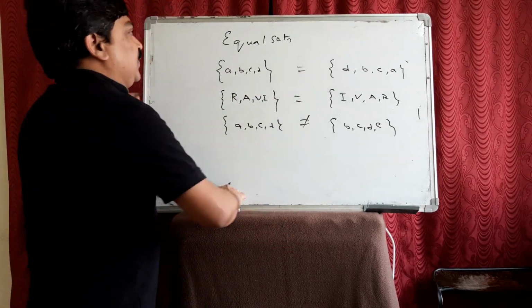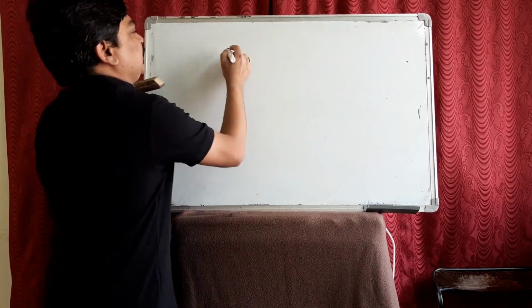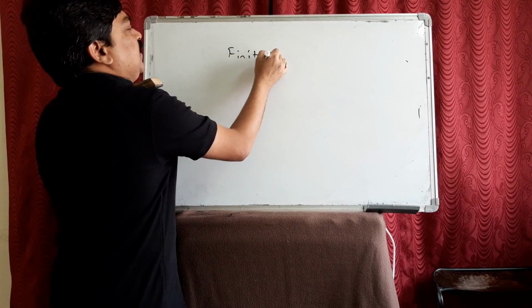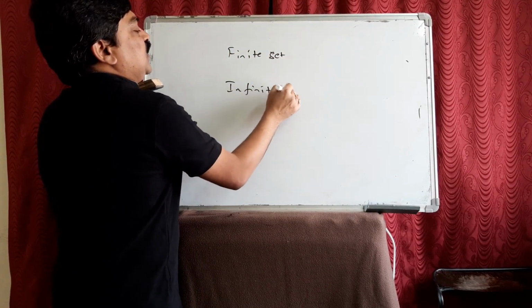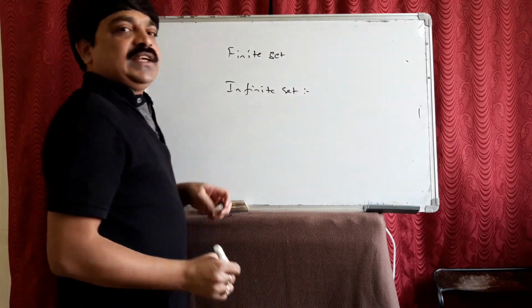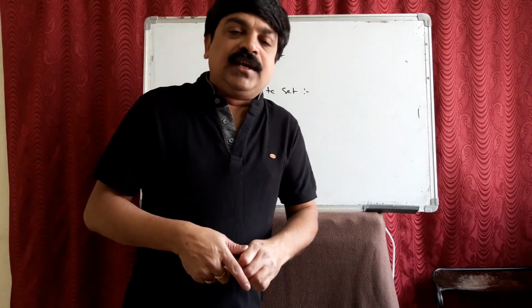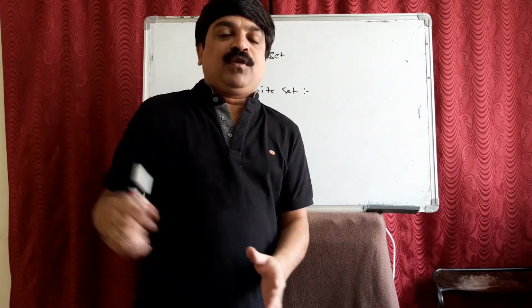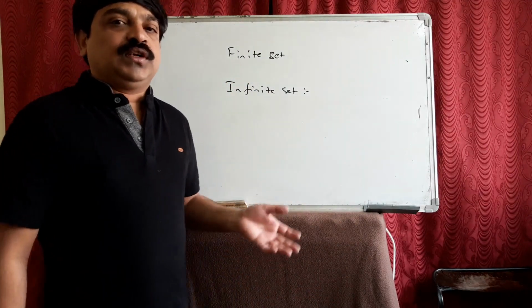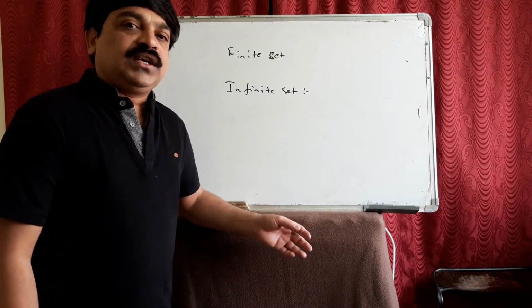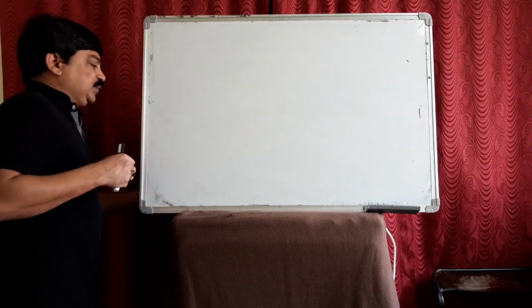Okay? Next, finite sets and infinite sets. Very simple. Finite set is nothing but countable, and infinite set is which we can't count. The set containing a finite number of elements is called a finite set, and the set containing an infinite number of elements is called an infinite set. Finite is which we can count. Infinite is which we cannot count. So let us start exercise 1.2.